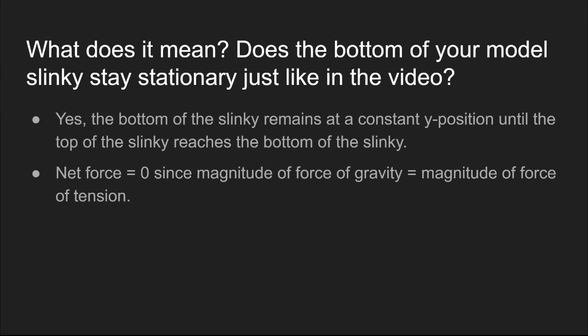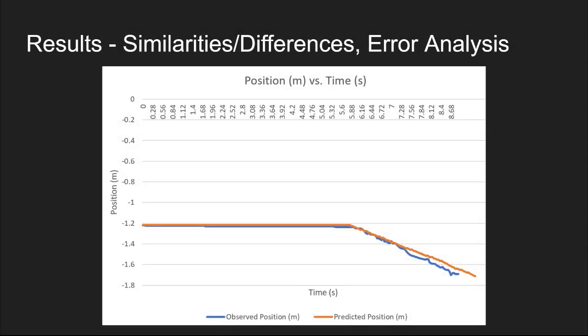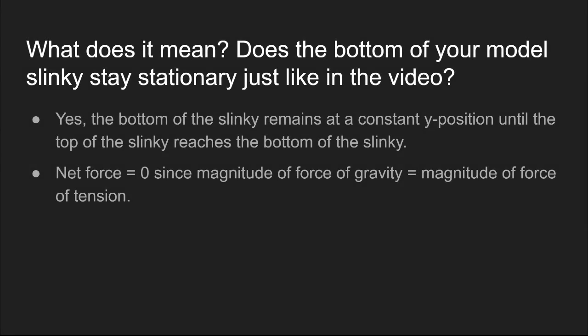For our what does it mean question, we can see that the bottom of the slinky remains at a constant y position until the top of the slinky reaches the bottom of the slinky. You can easily observe this by looking at the graph from the previous slide, for about the first 5.8 seconds. And also note that the constant position is because net force equals 0, since the magnitude of the force of gravity is equal to the magnitude of the force of tension.